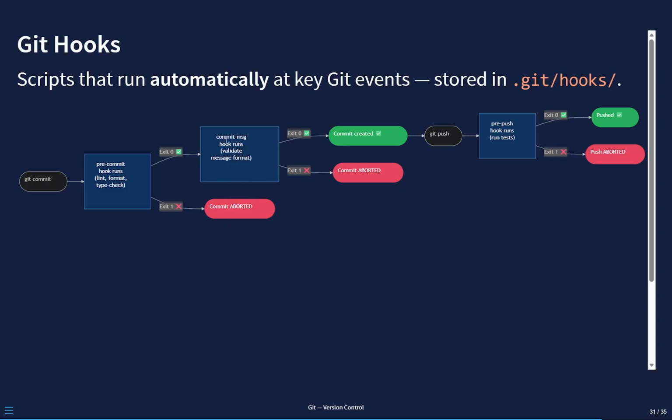Then the commit-msg hook runs to validate the message format, for example, enforcing conventional commit structure. Same logic, exit 0 to continue, non-zero to abort.